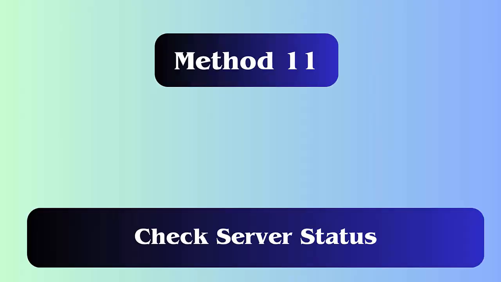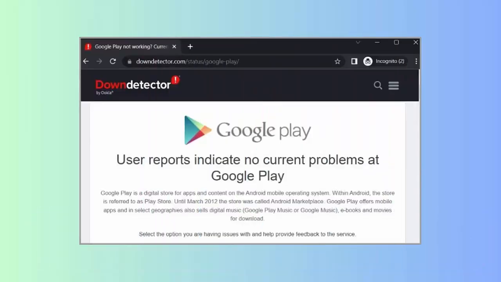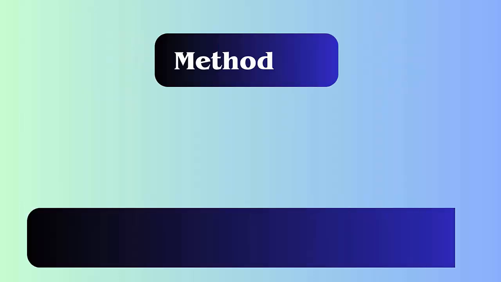Method 11. Check server status. When you are having an issue with a particular app, then you should check if the server is down for that app. The best way to find the server problem is by visiting the Down Detector website and searching for the app. If it shows any error or any spike in real-time reports, then the app is under maintenance and you have to wait until it comes back online.